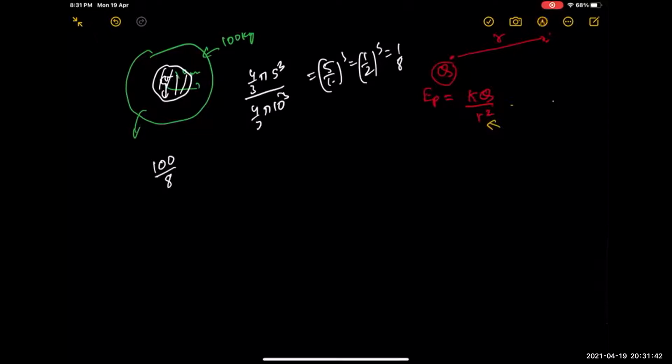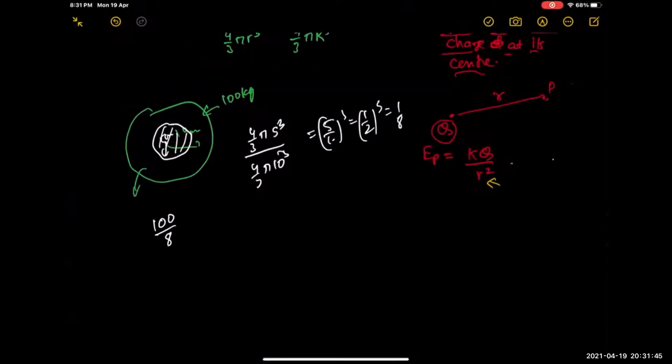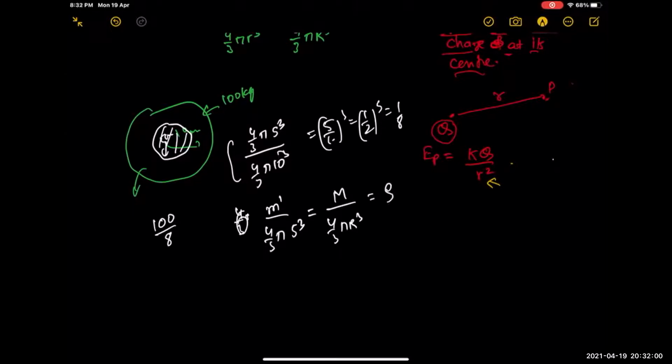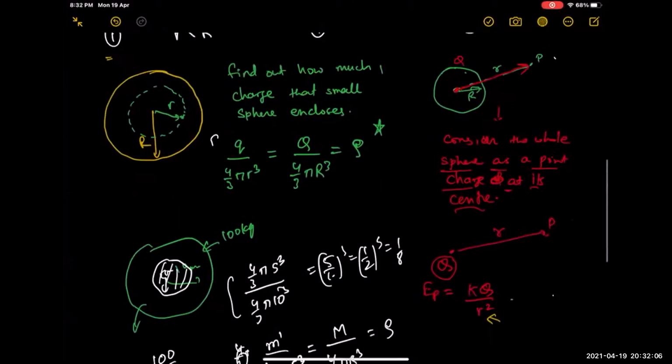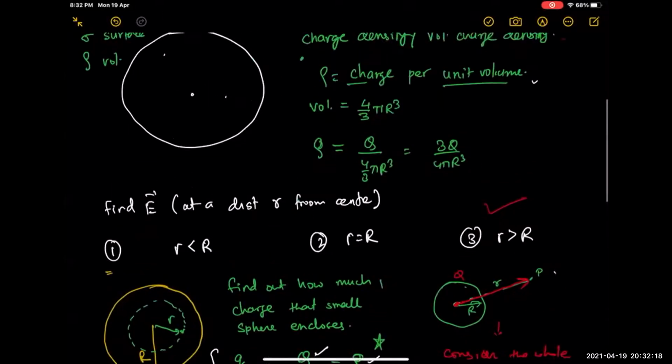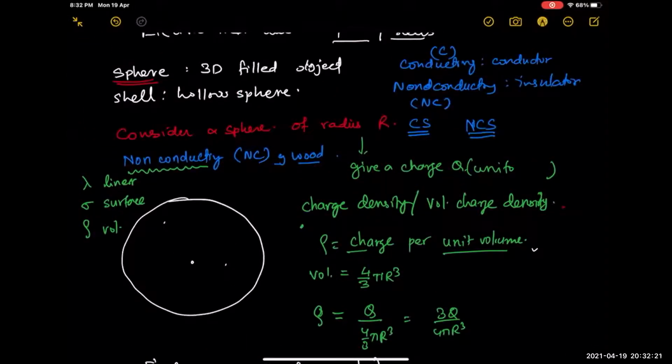This is the same logic I'm using. I can write the same logic this way: the mass of the small ball divided by its volume is equal to the mass of the big ball divided by the big ball volume, because both of these ratios are equal to the density of the ball, which is the same whether you cut the ball or not. In the same way, the charge carried by the small sphere divided by its volume is equal to the charge carried by the big sphere divided by its volume, and the ratio is equal to the charge density, because initially I said the charge is given uniformly.